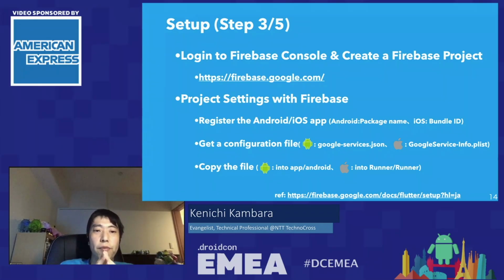Because these configuration files, such as google-services.json or GoogleService-Info.plist, have connection information for Firebase. So we must place these files into our local directory. By processing this step, we can start our Flutter and Firebase application development.